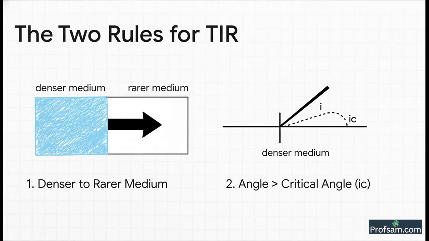First, light has to be going from a denser medium to a rarer one, for example, from water out into the air. And second, the angle at which it hits the surface, the angle of incidence, must be greater than a special angle for that material called the critical angle. If both these things are true, poof, no more refraction. All of the light gets reflected right back inside.